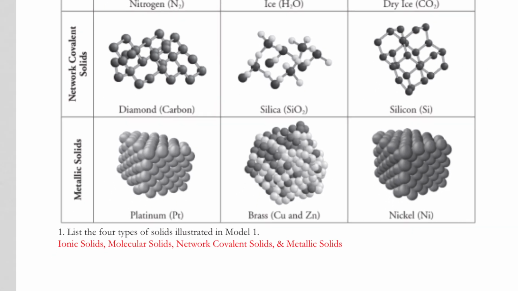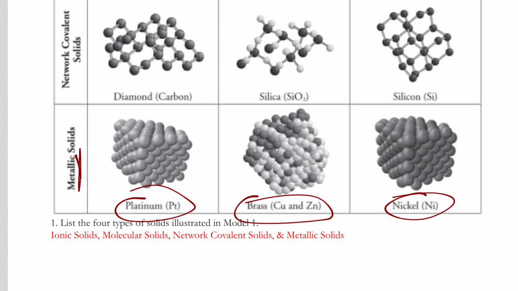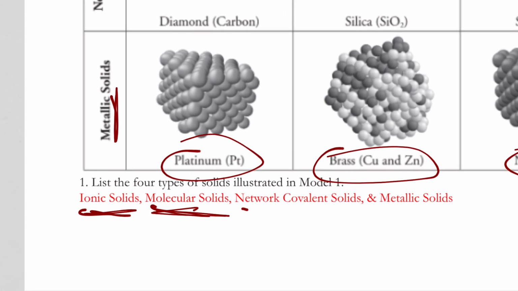Last but not least is metallic solids, which are essentially made up of mostly metals, such as platinum. Copper and zinc together is what we call brass. You also have bronze, which is copper and tin, and also various other combinations of metals, but essentially mostly metals make up metallic solids. So the 4 different types are ionic solids, molecular solids, network covalent solids, and metallic solids.